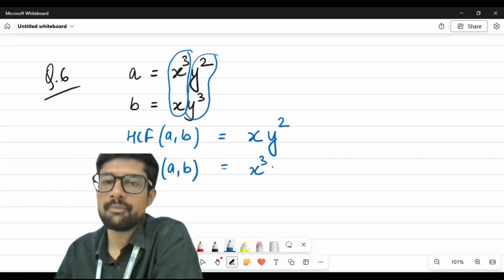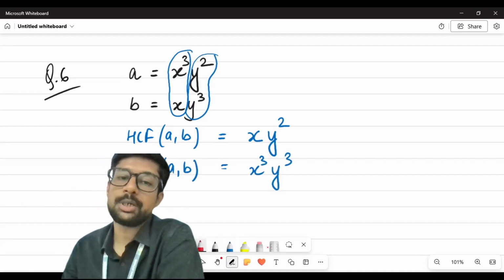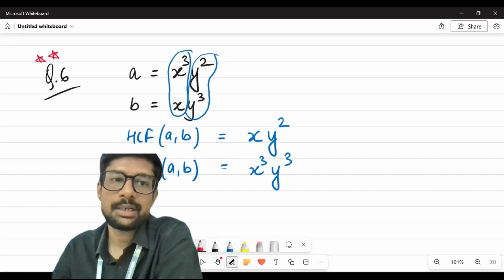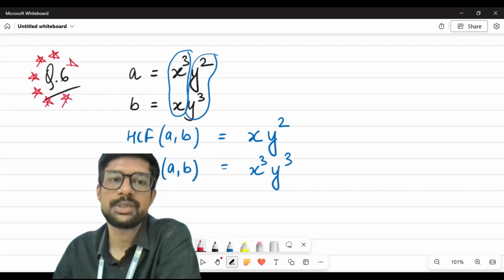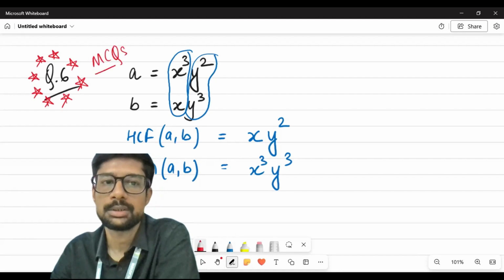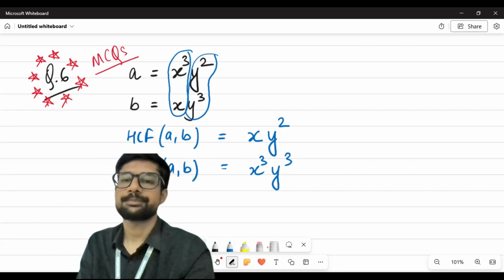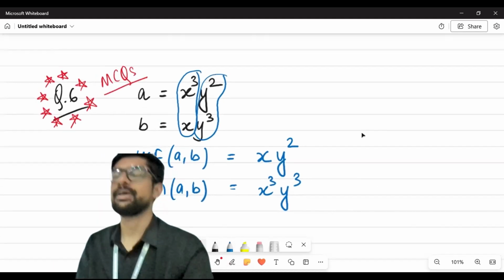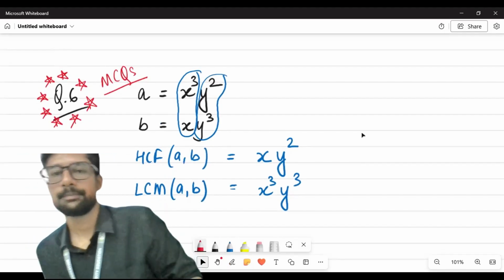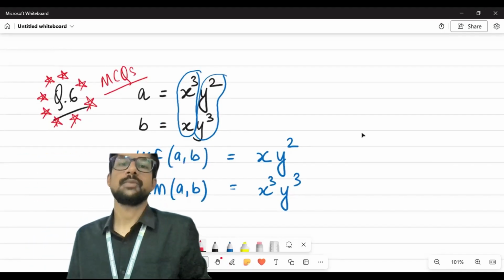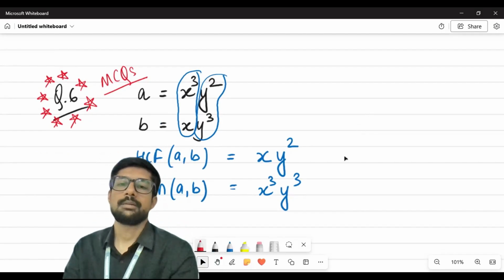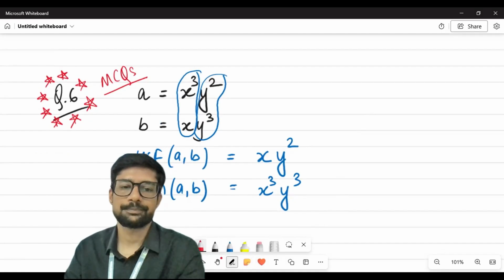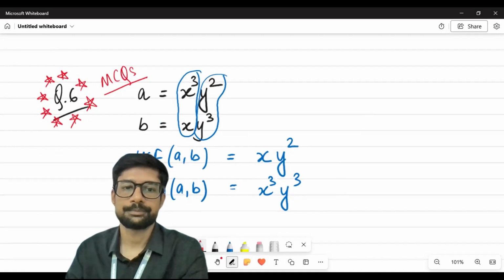Absolutely, x cube y cube. This particular pattern of question, as I said earlier too, is a sure-shot question in MCQ for board exams. It has been continuously asked from past years. We'll have this variety for sure. 100%. Okay. Covering up the next range. This was question 6.